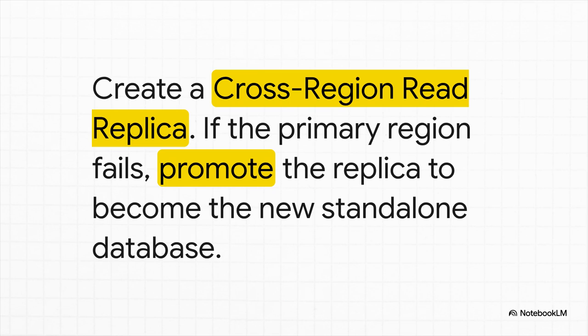So the key insight here is that multi-AZ protects you from the failure of a single availability zone, a single data center, but it does not protect you from a region-wide failure. For that, you need a cross-region read replica. You keep a live copy of your database running in a completely different geographical region. If your primary region goes down, you promote that replica to become the new primary database, and you're back in business.